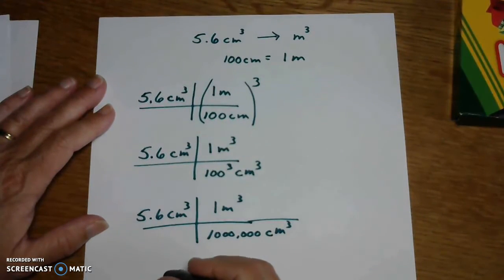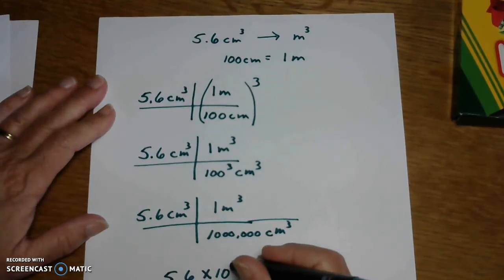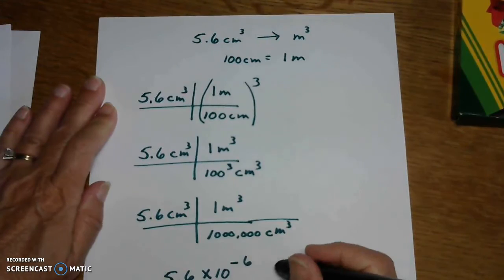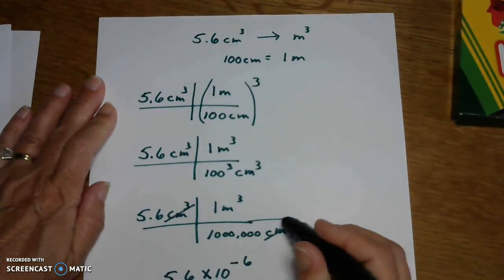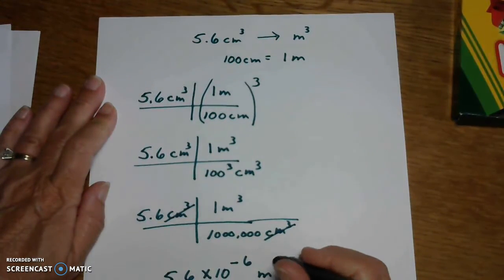And our answer will be 5.6 times 10 to the minus 6th. Centimeters has canceled and we're left with meters cubed.